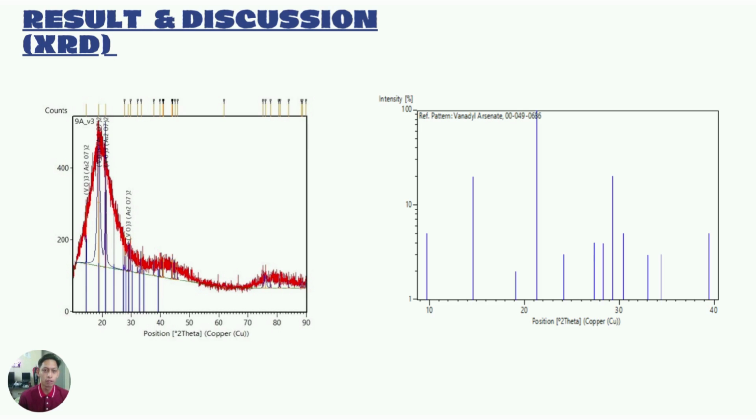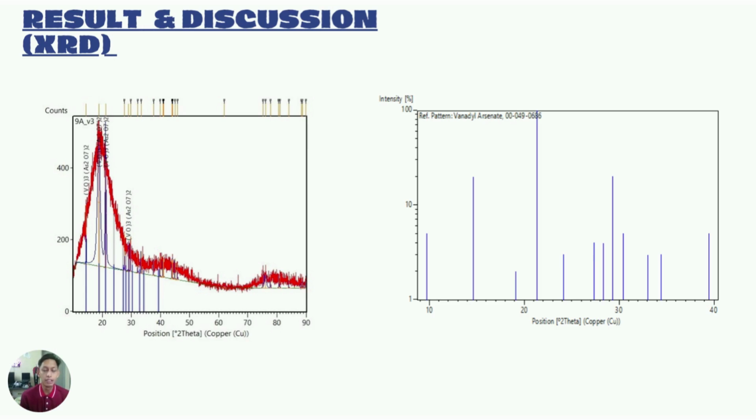Today I want to present the data that we get from XRD analysis. From the left, the data is the XRD plot, and on the right is the stick pattern. The component that we found in the unknown polymer composite material is vanadium arsenate.